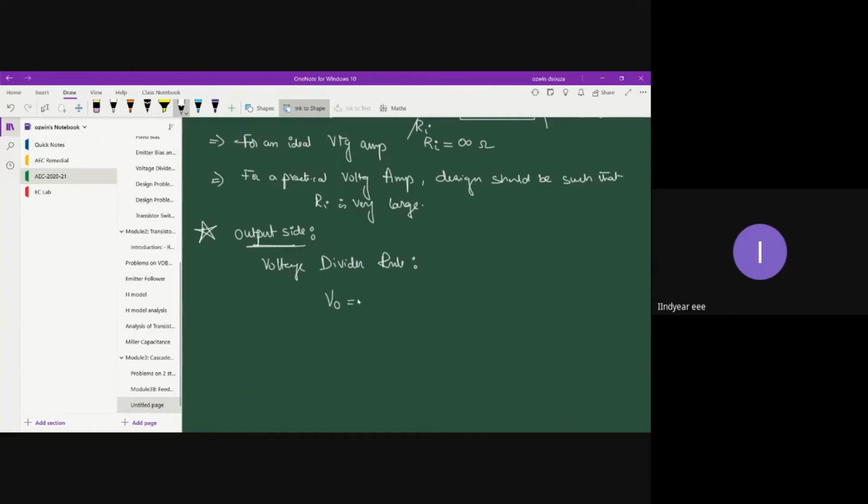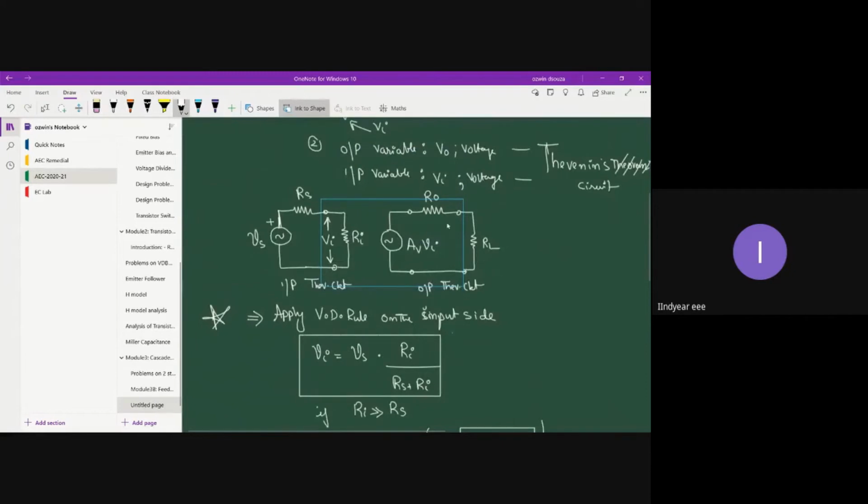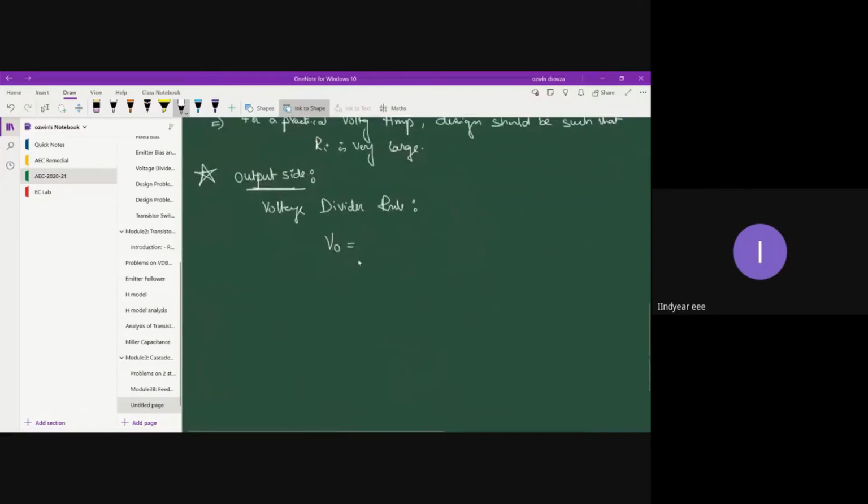So V0 is equal to, okay, what is V0 based on the voltage divider rule? This is V0. I think I did not mention this. So this is V naught. V naught is equal to source voltage into RL divided by R naught plus RL. So V naught is equal to source voltage, which is AV into VI into RL divided by R naught plus RL. Okay, so this is the exact expression. Let me put it inside the box.